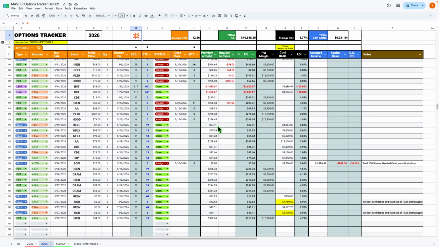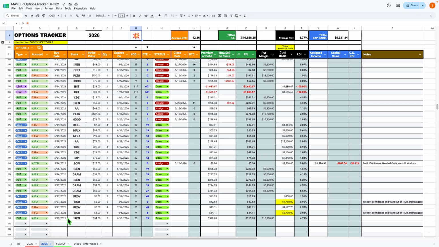This is where I share my workflow and my systems for trading options in the stock market. I built this spreadsheet. It's one of my systems. It tracks every one of my trades, and today I'm going to use it to give you all a report for how I've been doing for the past 3 months, March, April, and May.